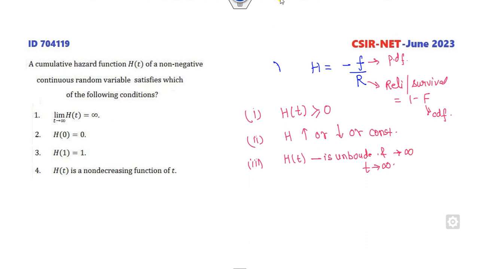Now look at these three properties. The first property is satisfied from here. H of 0 is 0, it's satisfied from here because equality is also there. H of 1 is 1. This may or may not be true because the lower bound is 1, but it is not always equal to 1. H is a non-decreasing function. You can see it's a non-decreasing function, so it is also true. Right answers are 1, 2 and 4 are my correct answers of this problem.